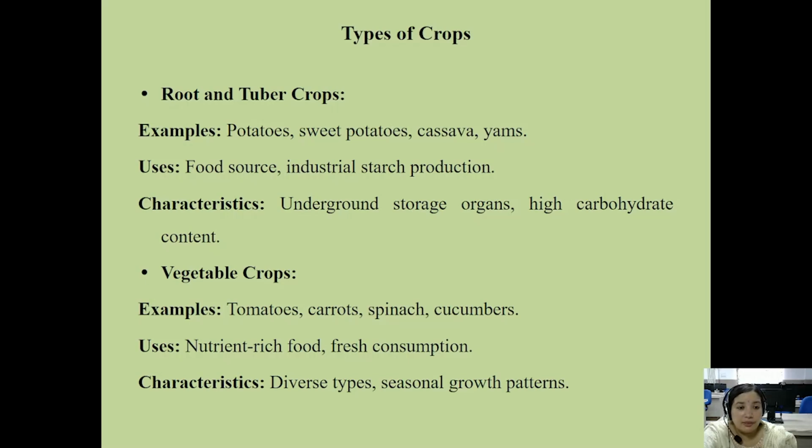Then vegetable crops. Examples are tomatoes, carrots, spinach, cucumbers. Use is nutrient-rich food and fresh consumption. Characteristics are diverse types and seasonal growth patterns. These are the characteristics of vegetable crops. Uses are nutrient-rich food and fresh consumption, and characteristics are diverse types and seasonal growth patterns.